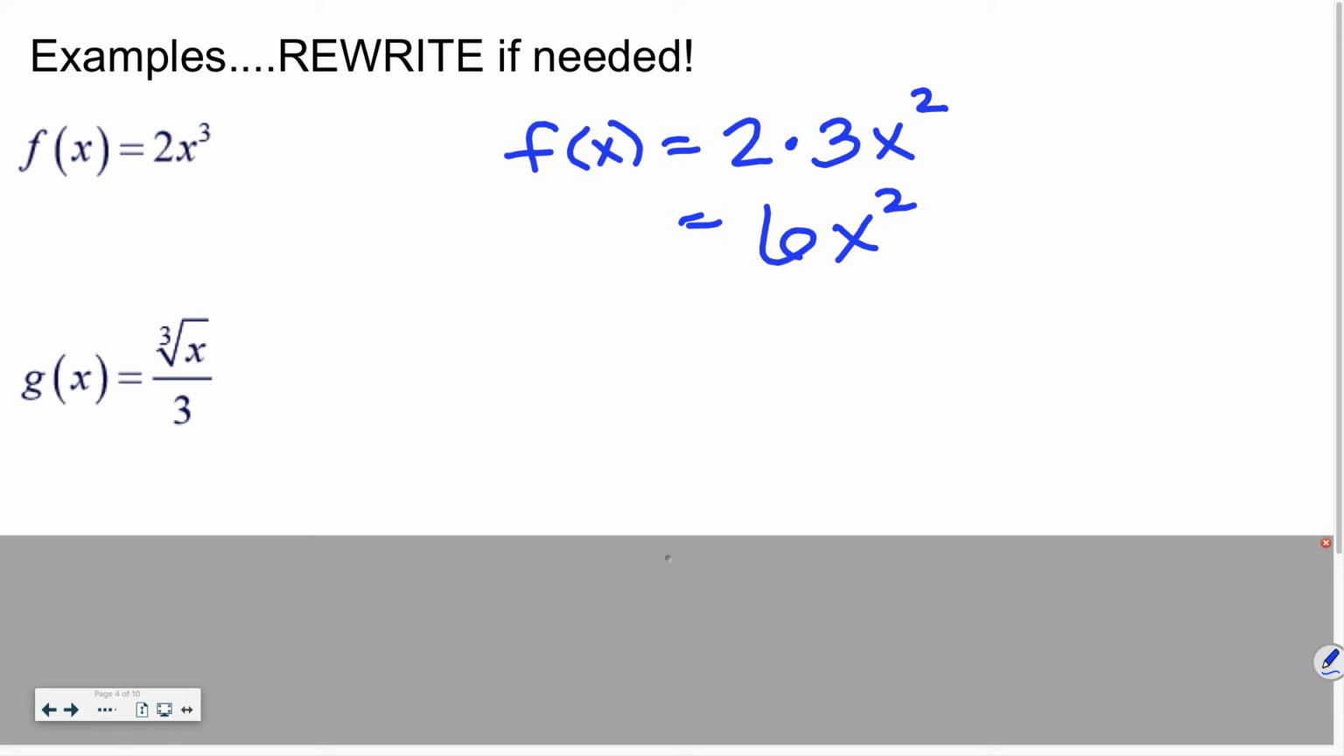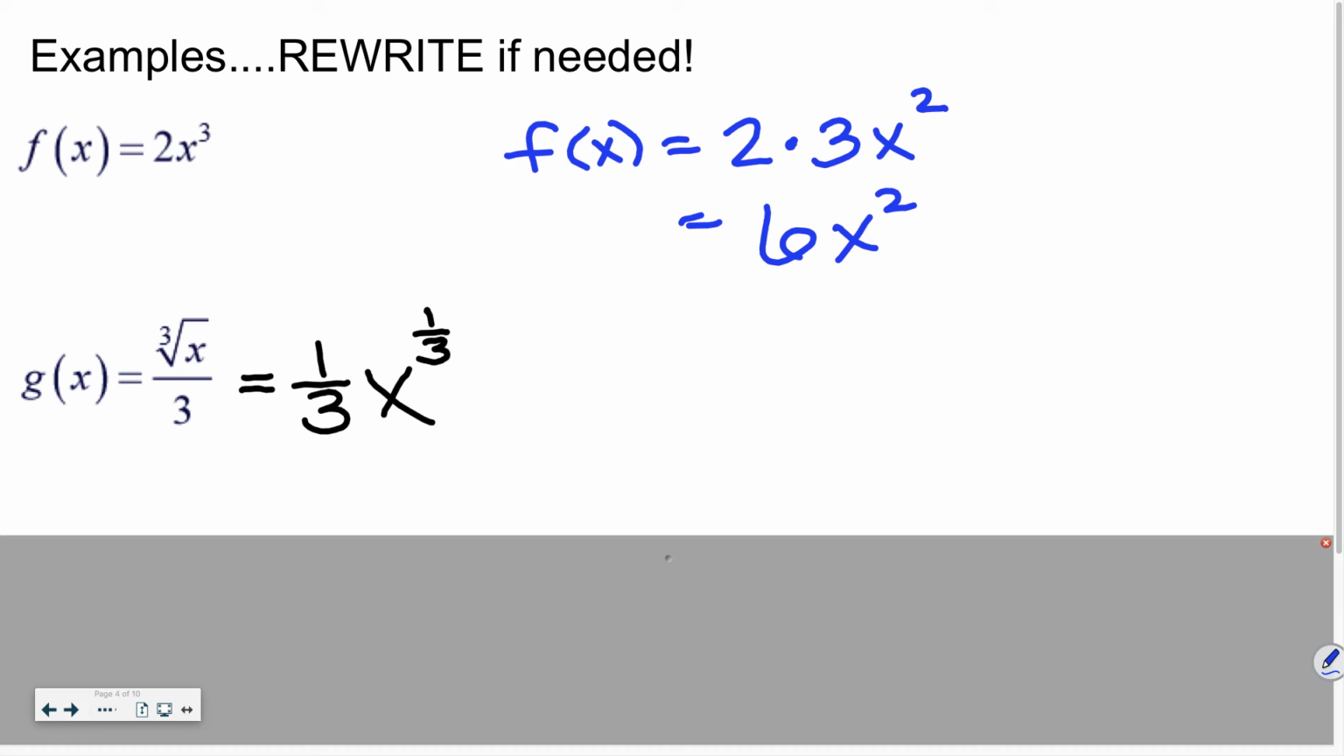Does this look like a times x to the n? Right now, does it look like a times x to the n power? No. This is a root. I cannot apply the power rule right this second. However, can we rewrite it? We can rewrite this as 1/3 x to the 1/3. A root can be rewritten as a power. Do it.